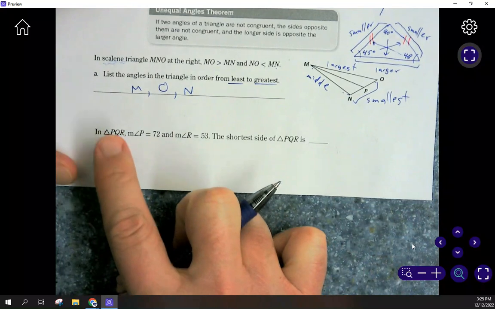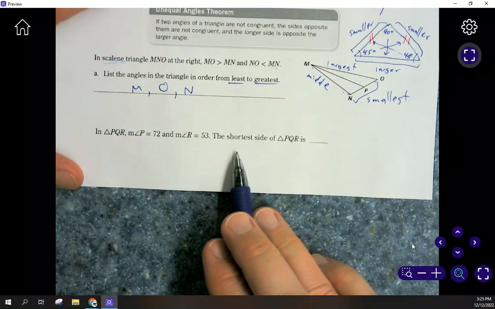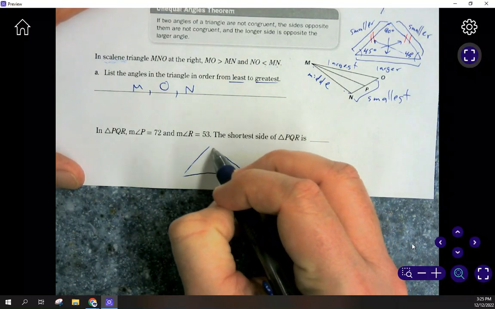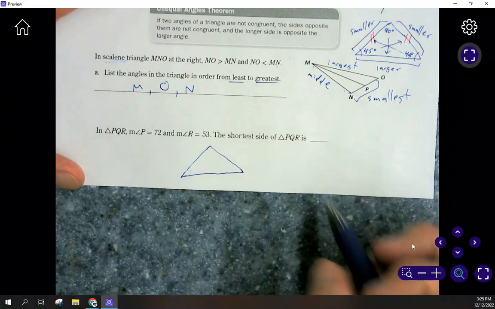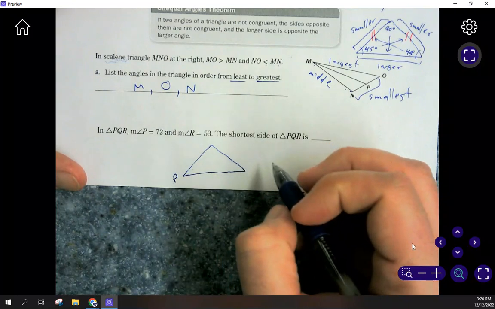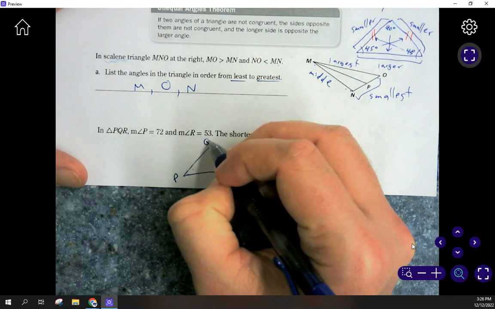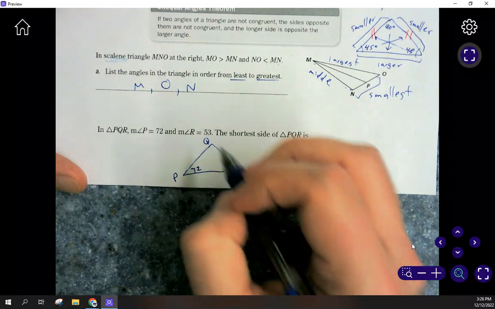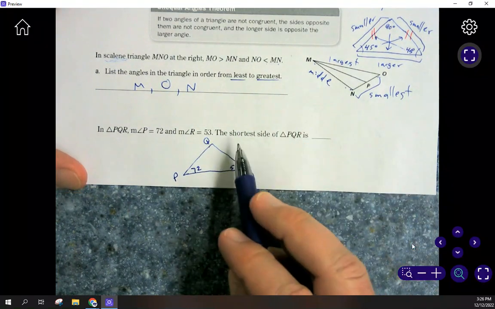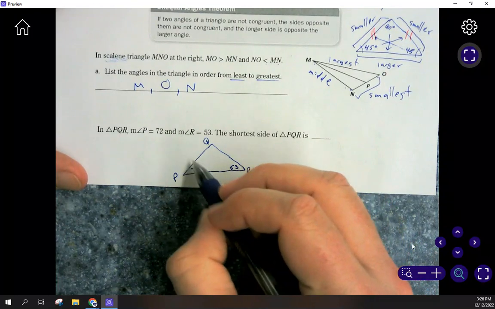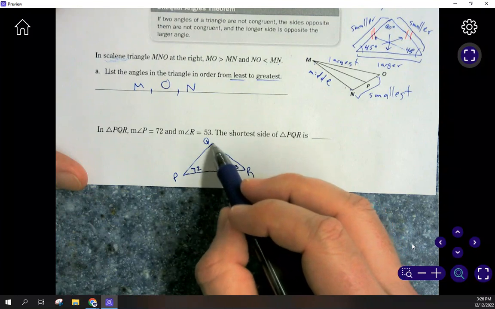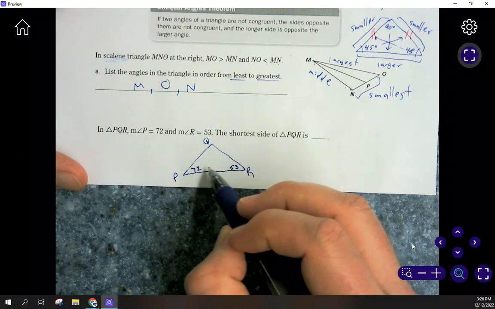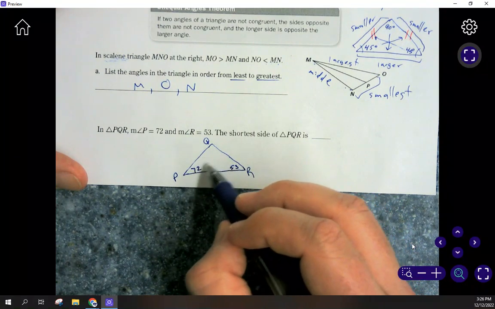Last one here. Triangle PQR. I'm given these measurements and I want to figure out what's the shortest side of this triangle. So I'm going to sketch this out real quick. Not drawn to scale because, like, look, this kind of looks like a 90. It's not necessarily 90 degrees. I'm just drawing a triangle here. We'll just go PQR, doesn't matter. P is 72. R is 53. We want to find out the shortest side. So just comparing these two angles, this angle tells me about QR and this angle tells me about PQ. Clearly PQ is going to be smaller than QR because it's across from a smaller angle.